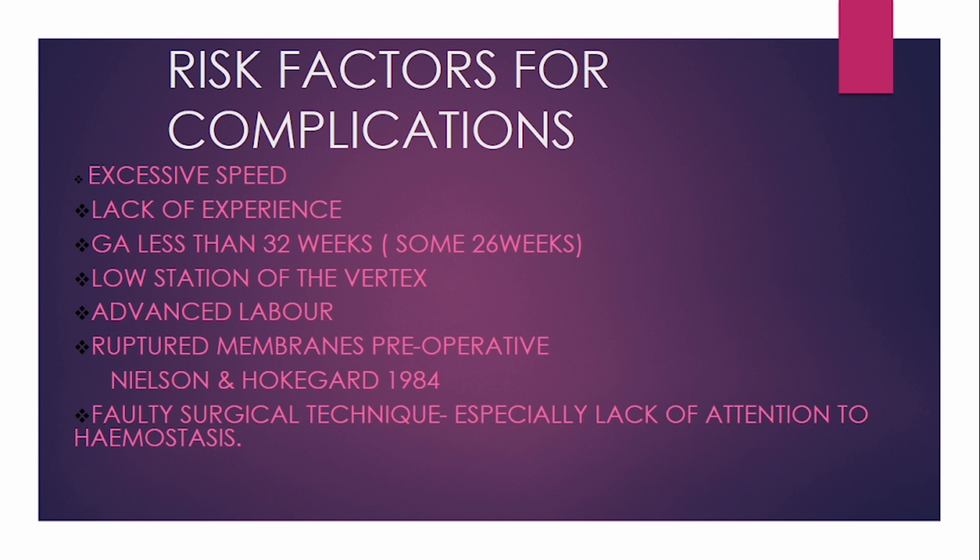So now, what are the risk factors for complications? Excessive speed. The young ones that are just learning or doing cesarean section should know that you don't have to be very fast. So excessive speed has been shown to increase the risk of complications. Then, of course, lack of experience. When the gestational age is less than 32 weeks, then when the station of the vertex is low, then labor is advanced already. So the lower uterine segment may be so thin, so the risk of extension may be very high.